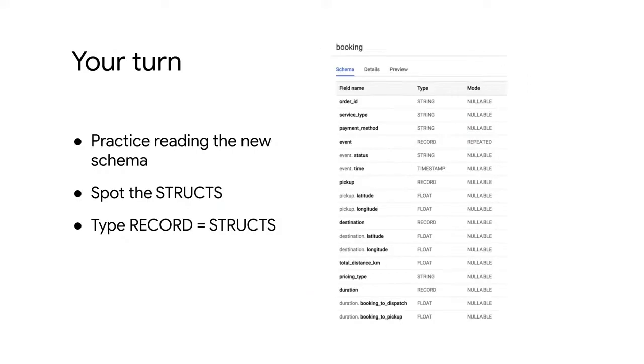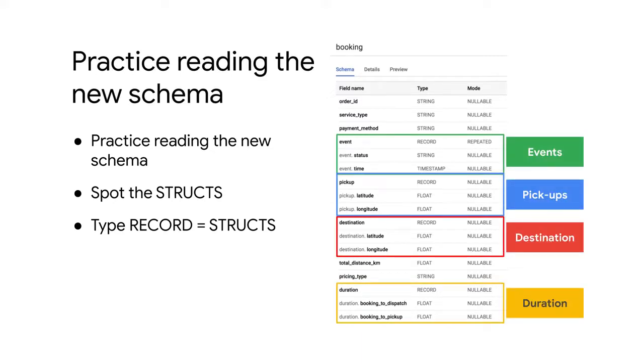Now it's your turn to practice reading one of these schemas that has nested and repeated fields. Take a moment and spot those structs. As a hint, you can look at the field name to see any field with a dot in the name, or you can look at the data type for any field values of the type record, which means struct. Did you get them all? Here are the 4 structs in this dataset you saw earlier: events, pickups, destination, and duration. Duration is a new one, but we can simply keep adding more dimensions to our dataset by adding more structs. Remember, structs let you build really wide and informative schemas.